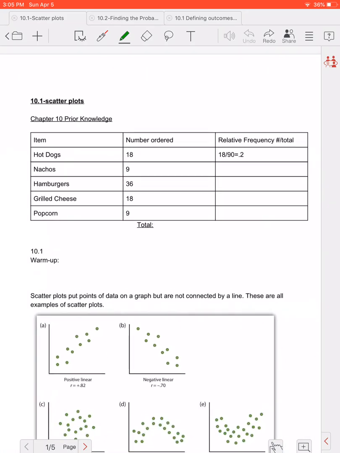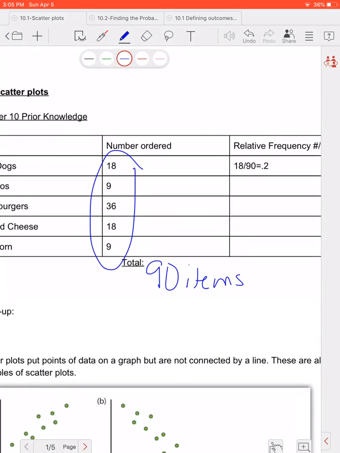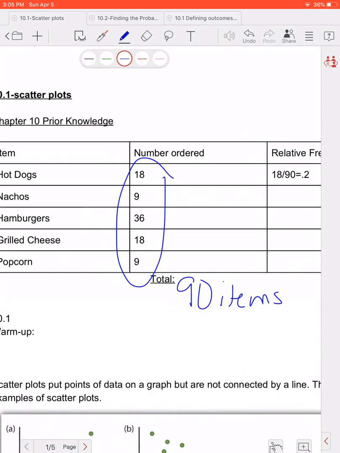And we did this in Math 7. What you do is you take the total number, which if I add all of these up here, that's a total of 90 items that were ordered all together. And then in the relative frequency, for hot dogs we did 18 divided by 90, which is 0.2. And now I'm going to do 9 divided by 90, which is 0.1. And then we're going to do 36 divided by 90.